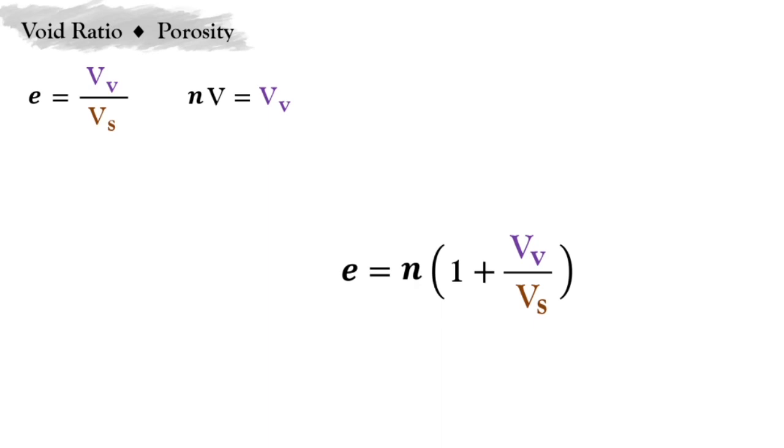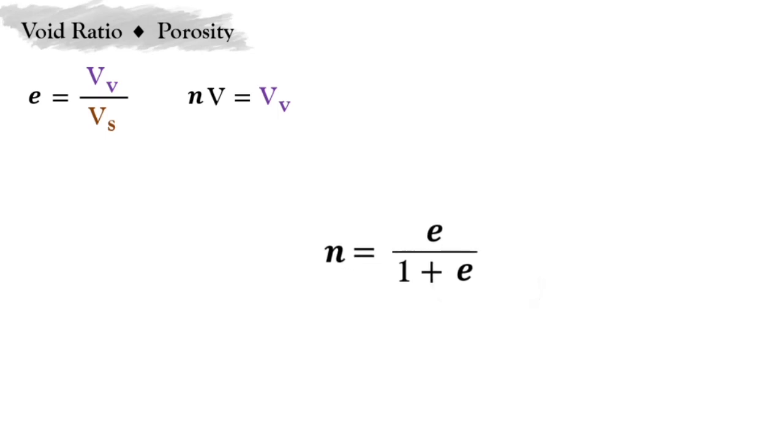But the volume of the voids all over the volume of the soil solids is actually the void ratio. So I can eliminate those volumes because I can replace them with the void ratio. So there, we now have an equation derived between the porosity and the void ratio. Let's simplify. If you want to solve for n, n is equal to e all over 1 plus e.